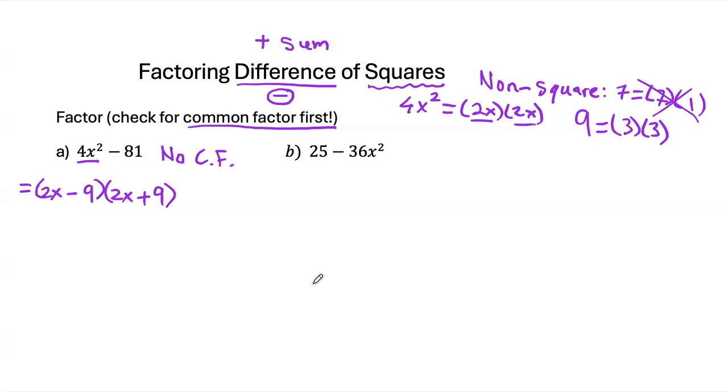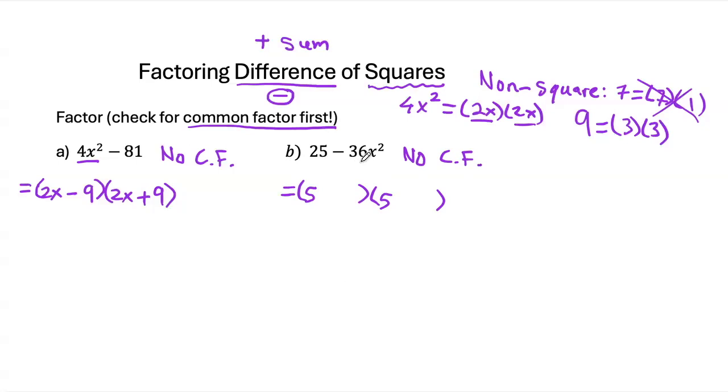Let's go on to question B. Again, I see a minus, so I think to myself, maybe this is a difference of squares. But before I do that, I check to see if there's a common factor between the two terms. There's nothing divisible by both terms that they have in common, so there is no common factor. So now we write two factors. To get 25, is it a square? Yes, it is. 5 times 5 gives me 25.